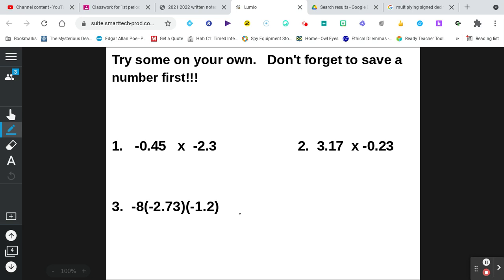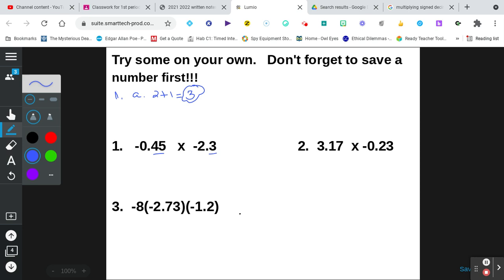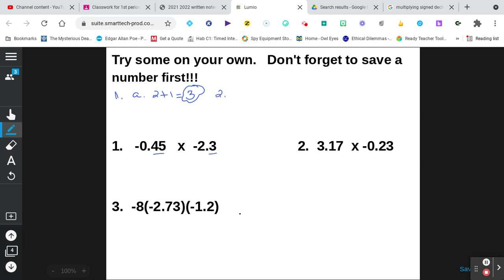All right, this is what you should have gotten on number 1 for part A. That's 2 plus 1, which is 3. You're going to commit 3 to memory, the number 3. And we're going to multiply this: this is 45, and I need more room. 45 times 23.